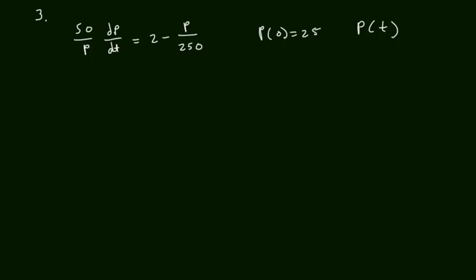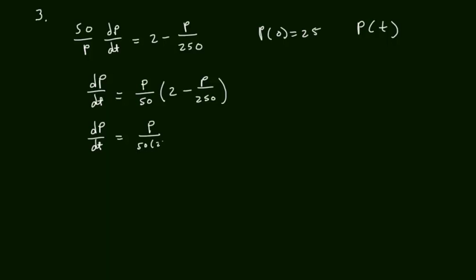Example 3 certainly doesn't look like the form that we want. What I need to get is dP/dt equal to kP times quantity L minus P. Let's work this out a little bit. Let's first get dP/dt by itself, and that will be P over 50 times 2 minus P over 250. Now I have to factor out a 1 over 250 to get the P by itself. So dP/dt equals P over, I'll just write it, 50 times 250.